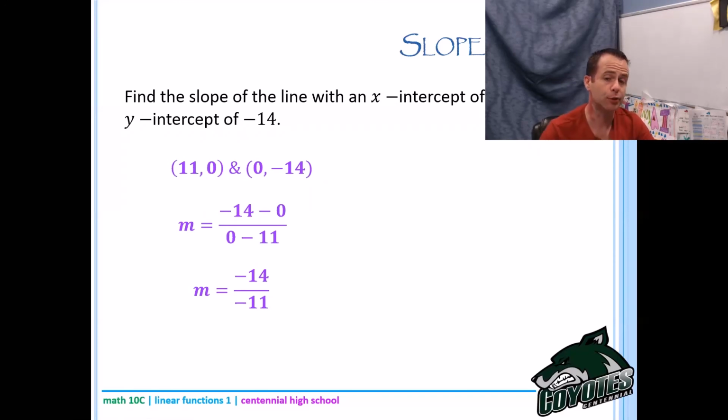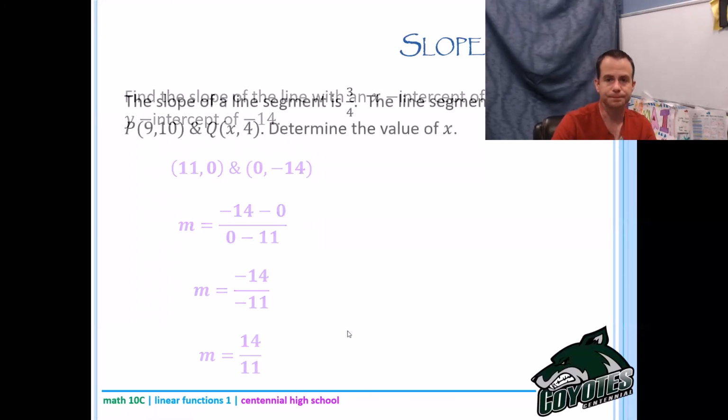But what I want you to notice here is when we actually set it up and use the formula, you get negative 14 over negative 11, which actually makes that positive 14 over 11, okay? Don't ever leave your answer with two negatives. A negative divided by a negative is positive. So if you left your answer here, I would take off marks because you didn't simplify. It's just like you didn't reduce the fraction, okay? So your final answer here should be 14 over 11.